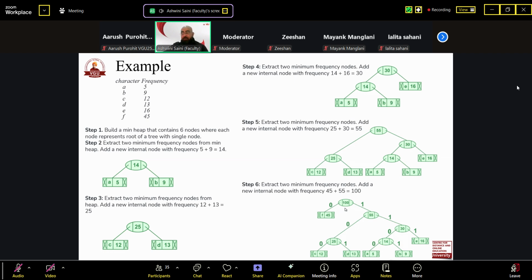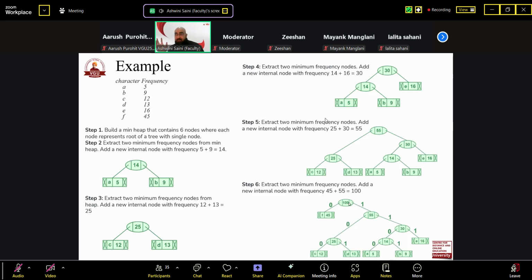If you have any confusion, like there is a mistake in that particular totaling, you can easily check with the addition of these frequencies. If the addition is matching with this, then you can also write the code.